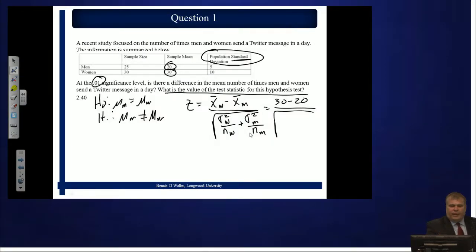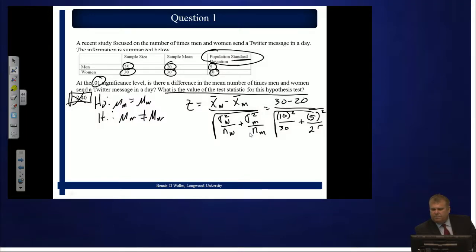But as I said, this is the answer that was given, and I don't get that answer when I work through it, and I did it twice. We've got a 10-minute standard deviation, but we need to square that because it calls for the variance, not the standard deviation, divided by the number of women, 30, plus the 5-minute standard deviation squared, because we've got to use the variance, divided by the number of men, 25. When I do all of that math, I get 10 divided by the square root of 4.33, which equals 10 divided by 2.08, which gives me a z-score of 4.80.